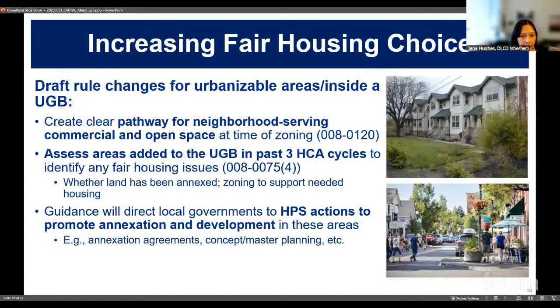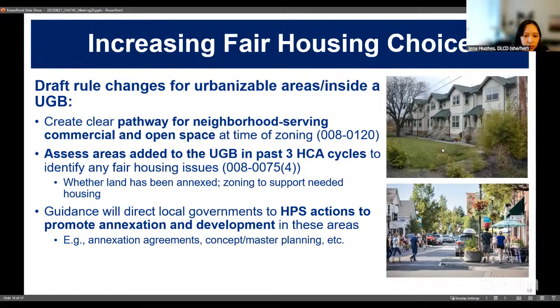All right, and I'll make it quick because we've talked about this topic before and these concepts aren't new. But the last topic we'll touch on today is how fair housing choice in urbanizable areas is addressed in Division 8. And one of the ways this is addressed is through clearly allowing rural cities to allow neighborhood-serving commercial and open space on residentially designated land to increase housing choice or fair housing choice.